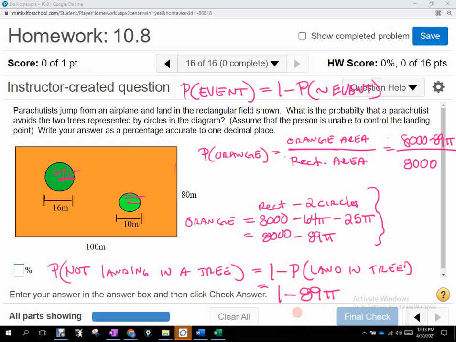89 pi, right? So if I take 1 minus 89 pi, now 89 pi is the area of the tree. I still have to divide that 89 pi by the entire rectangle, which would be 8,000, okay? But that 89 pi over 8,000, that's the probability of landing in a tree. 1 minus it then would be the probability of not landing in the tree, which is the goal of everybody that's parachuting, right? So you kind of see the two different dynamics, two different ways you can do that problem.